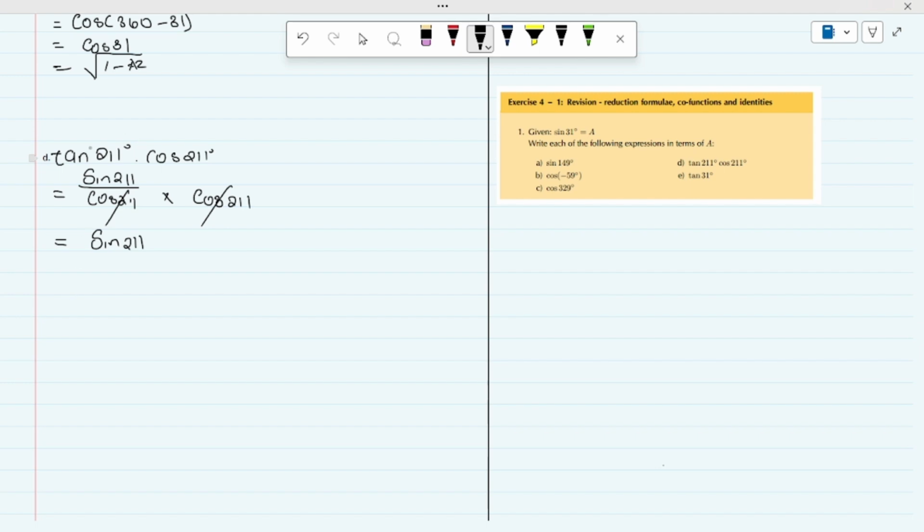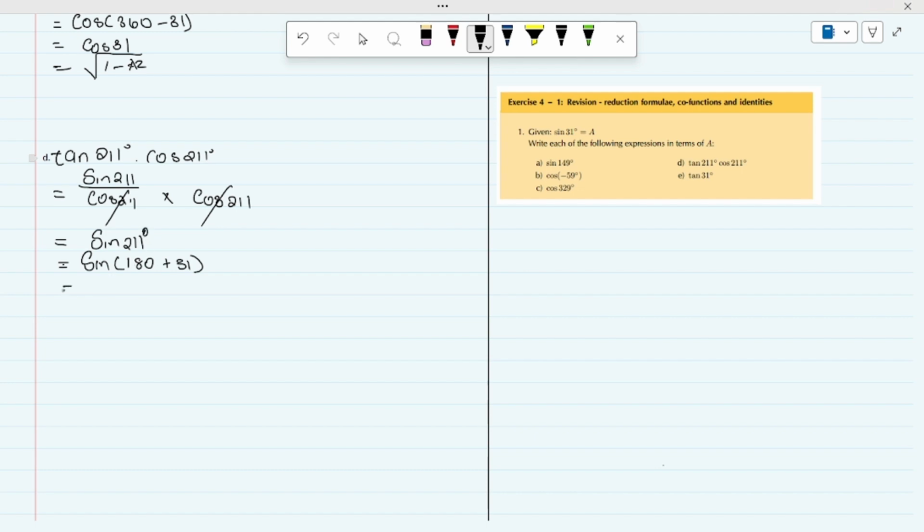So now when you reduce this, you're gonna reduce it to what? To an angle that is gonna be fit for it. So when you reduce it, it's gonna be what? It's gonna be 180 plus 31 degrees, because if you add this, you're gonna get back to 211 degrees basically.